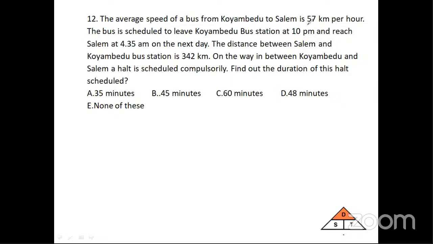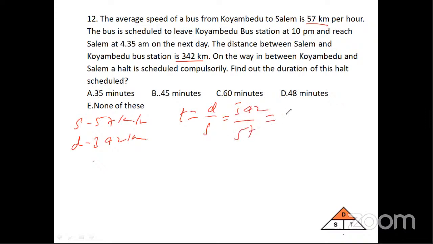speed is given, and total distance is given. So speed is equal to 57 km/h, distance is equal to 342 kilometers. When speed and distance are given, it's very easy to calculate time. Time is equal to distance by speed. So 342 by 57 gives us 6 hours. So when he travels at 57 km/h, he is supposed to reach in 6 hours.